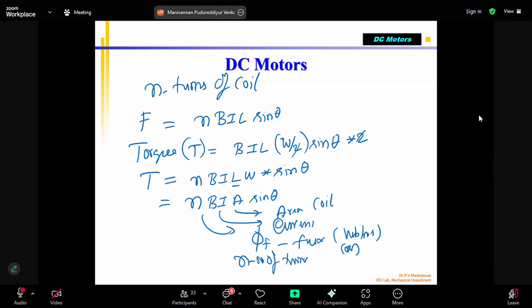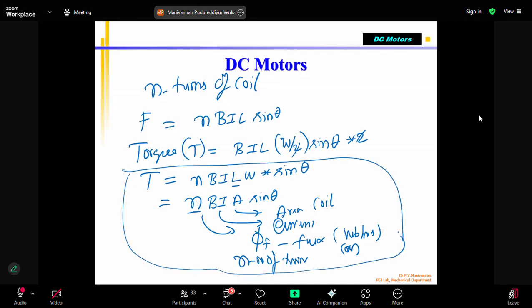If I want more torque, for a given setup, I can increase the number of turns. As I increase it, the motor torque will increase. This is the basic equation which provides how much torque is produced in a DC motor. In a DC motor, this is what we are talking about.